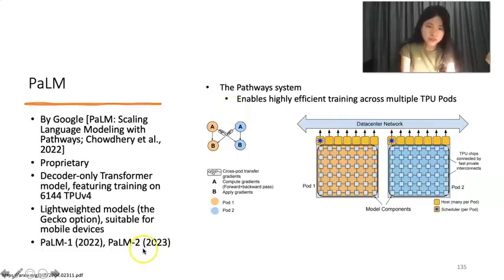PaLM 2 was released recently. So the Pathways system enables highly efficient training across multiple TPU pods. Since I'm not an expert on this efficient training, I'll just leave it for your own research.